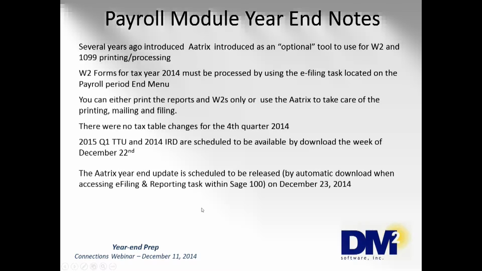Just go ahead, and then the Atrix year-end update, because now we have to use Atrix. It is scheduled to be released on December 23rd. There's nothing to download. It's basically when you are running, if you go on December 23rd and you open up Atrix and you run, for instance, any one of the reports on there, it's going to prompt you for going ahead and downloading the update and running it. And it will update everything, including the 2014 tax forms.